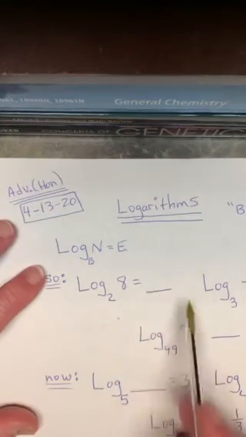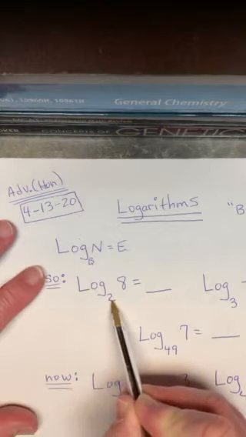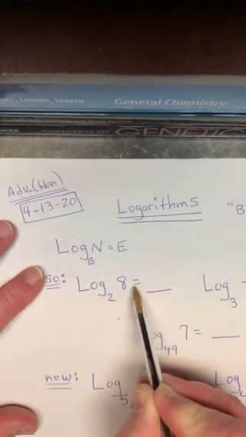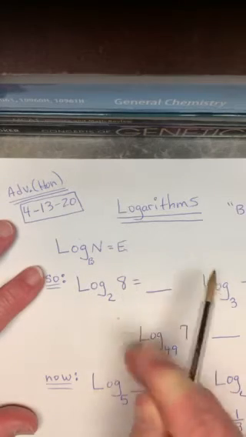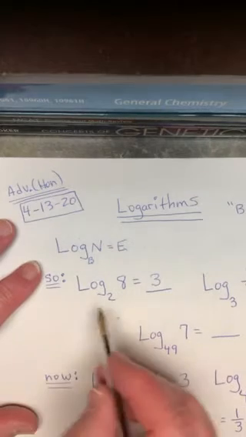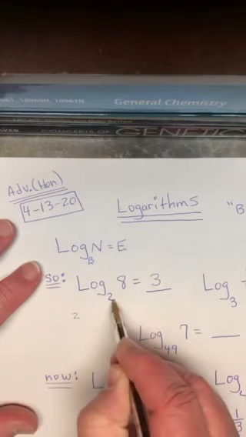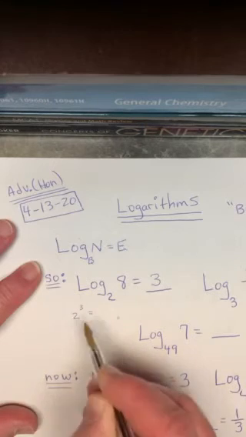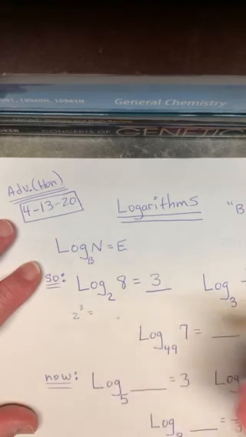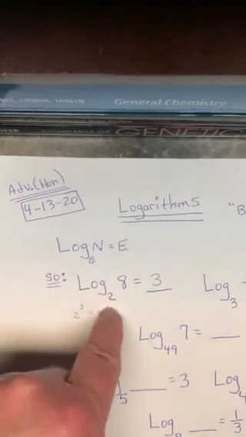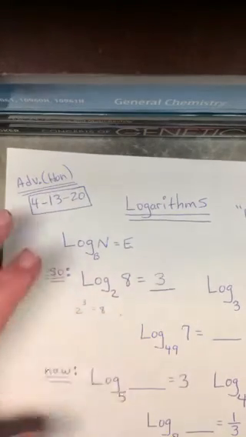So to fill in this blank, if I take 2, I would raise it to what missing exponent to end up with a final number of 8? Well, I think it's pretty obvious that that number would be a 3, wouldn't it? Do you agree that if you took 2, raised it to the third power, you would end up with, of course, 2 times 2 times another 2, giving you 8. And so log base 2 of 8 equals 3.